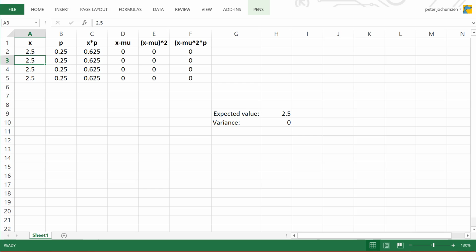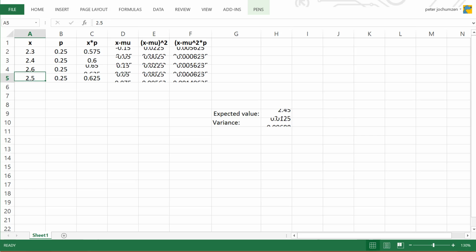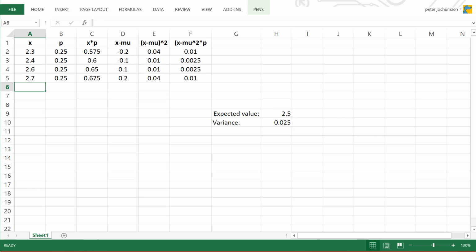If we increase these a little bit, so this one is just 0.1 unit away from the expected value, and let's say this is 0.2 units. 0.1 in the other direction and 0.2 units. We keep the expected value at 2.5. Now the deviations from the mean are a little bit larger, so the average square deviation is now a little bit larger, 0.025. And the larger we make these deviations from the mean, the larger the variance will be.